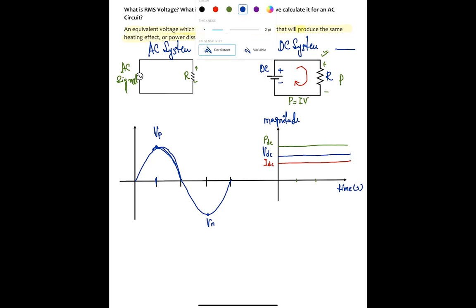Similarly, if I'm going to plot the AC current, because of the resistive load here, the voltage and current are going to be in the same phase. It's just that the magnitude might be a little different. So say in the red, this is your current over here.